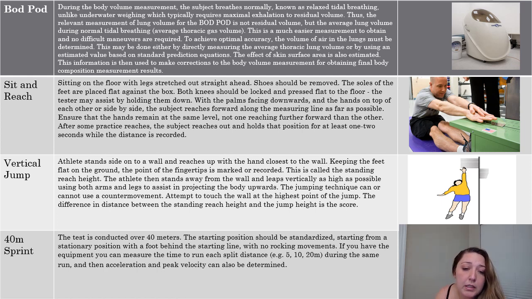40-meter sprint, that's conducted over 40 meters. So just like I talked about, you can also pace this at different meter marks just to get a split time. But this is just for peak velocity and acceleration scale. So that way you can see where your athletes are at, see if they're improving, see if their times are getting faster. So that's going to be important as well.